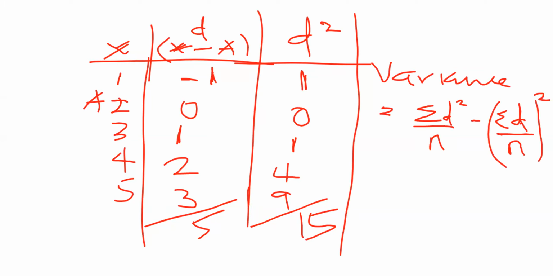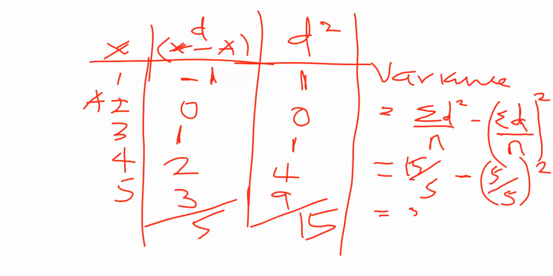That's how this one will be. Summation of D over N, summation of D squared. Because there's no frequency in this one, you don't see F. So 15 over 5, minus 5 over 5, all squared. The result of 15 over 5 is 3, minus 1 is 1.